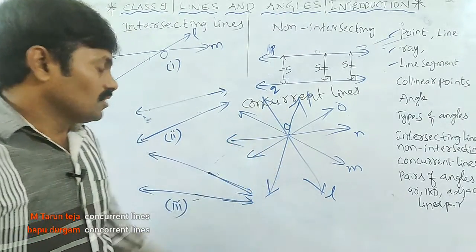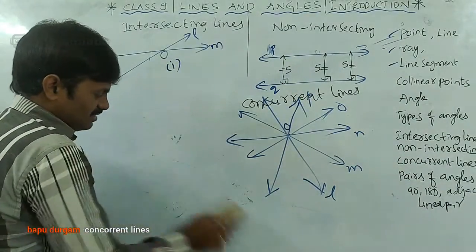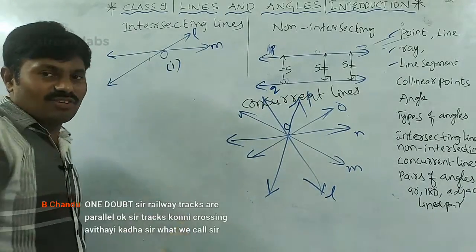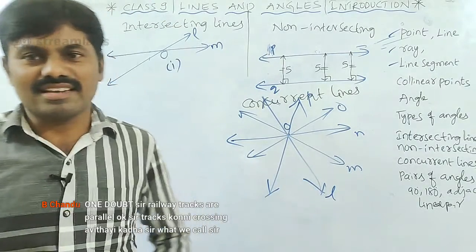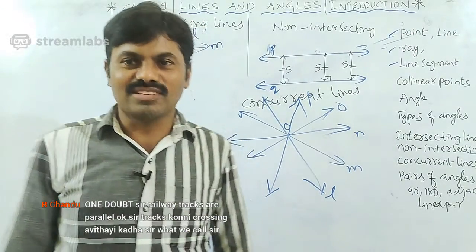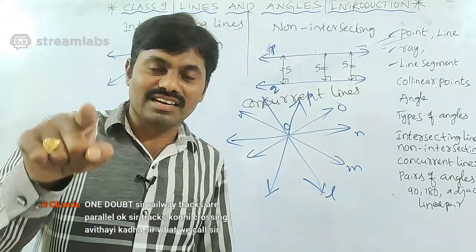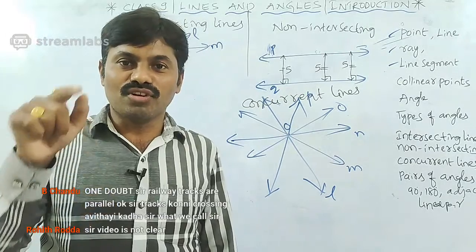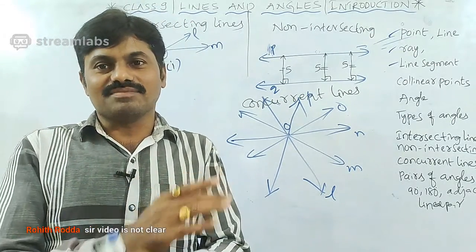Now my question is, you said that through a single point we can pass any number of lines. Very good answer. One doubt, sir. Railway tracks are parallel, sir, but some tracks do cross each other, sir. What do you call that? I said before itself in English. When we reach the station, before reaching the station, sometimes they cross each other.